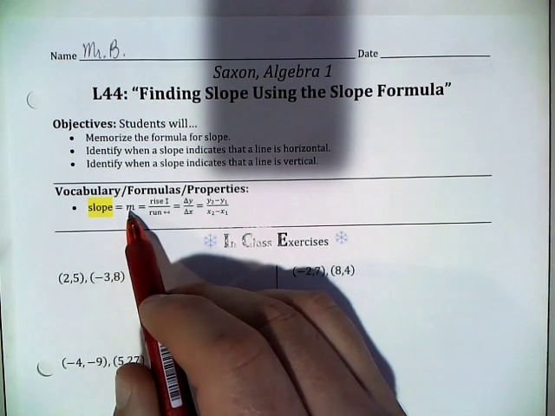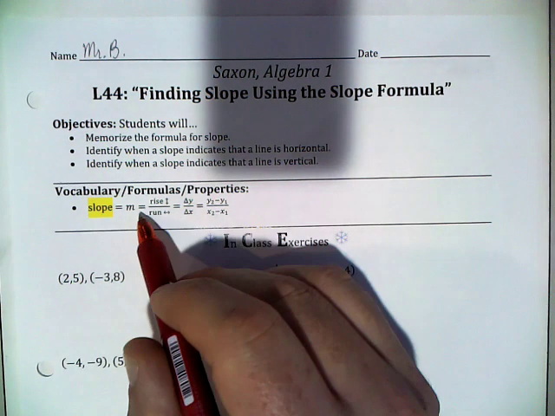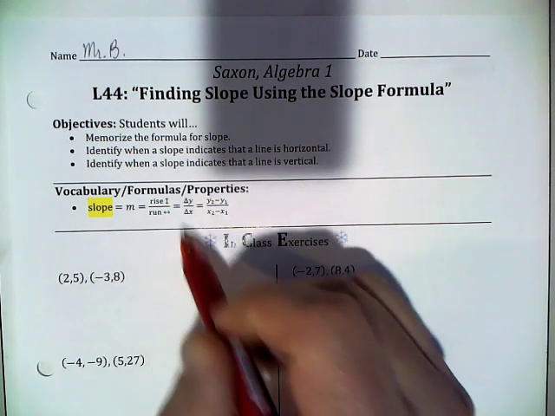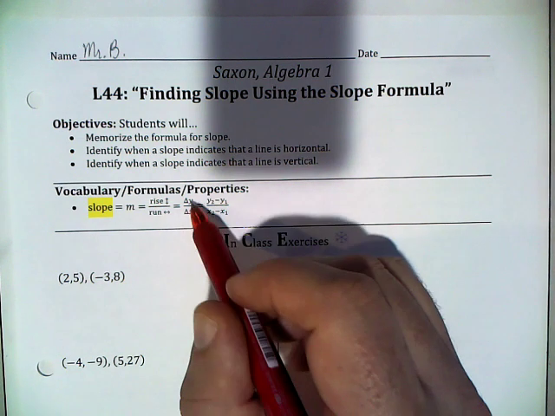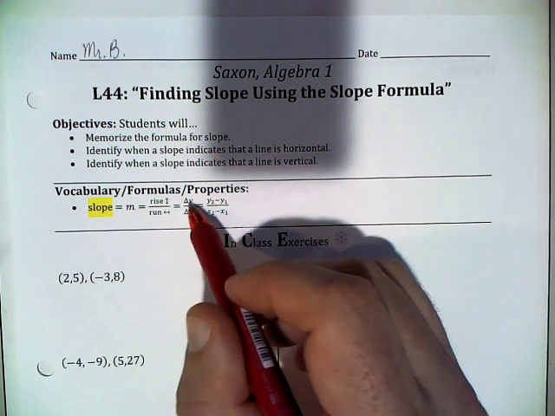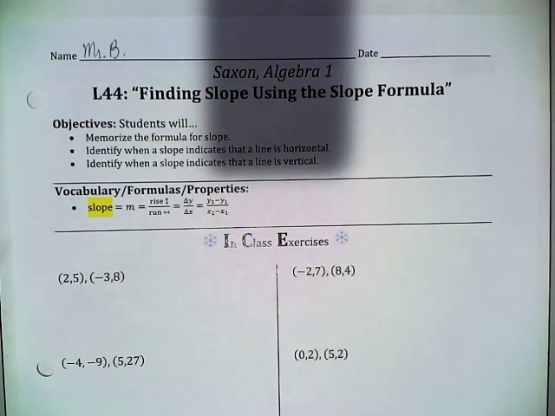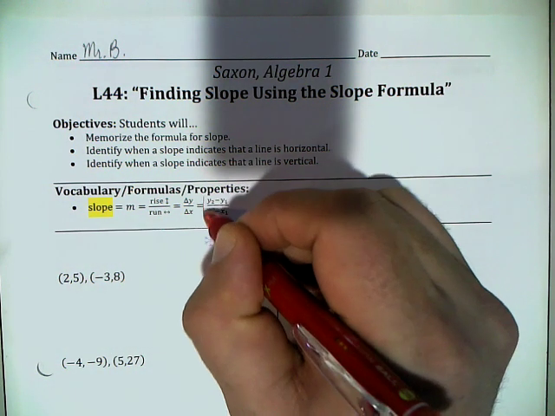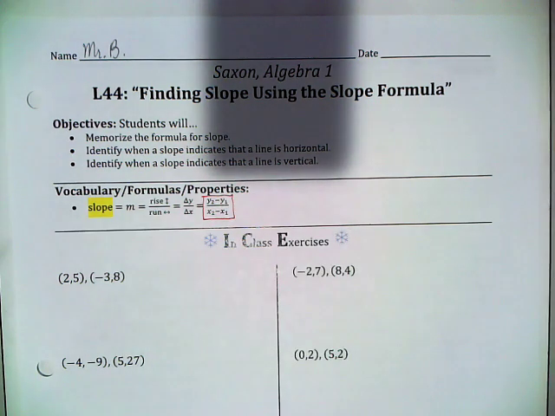So slope equals m. M is the letter we typically use to describe slope. Slope is rise over run, so how far we're going up and down versus how far we're going left and right. You can also look at this as delta y over delta x, which really just means the change in your y values over the change in your x values. But remember that change is defined as final minus initial. So ultimately, the formula that we're really going to be focusing in on here is this guy right here. y sub 2 minus y sub 1 all over x sub 2 minus x sub 1.